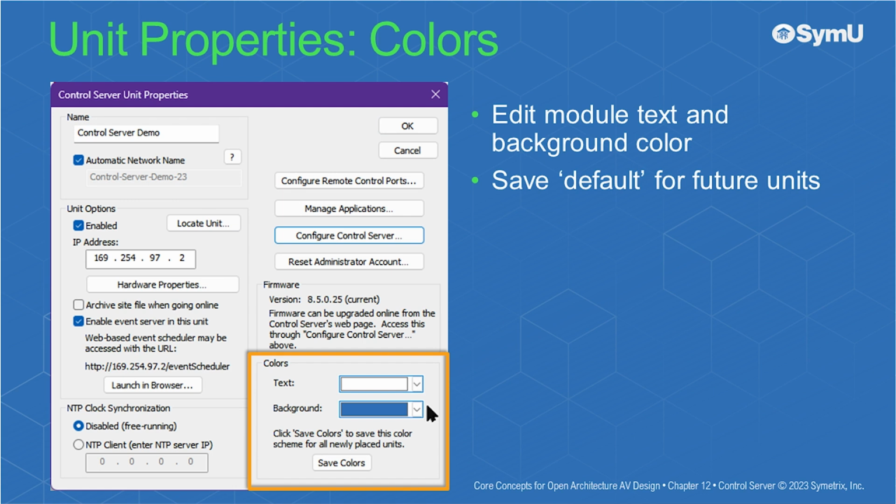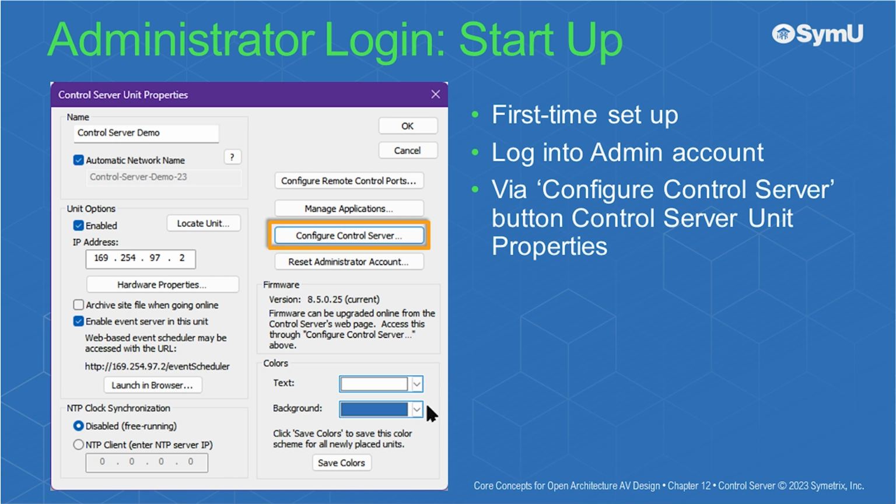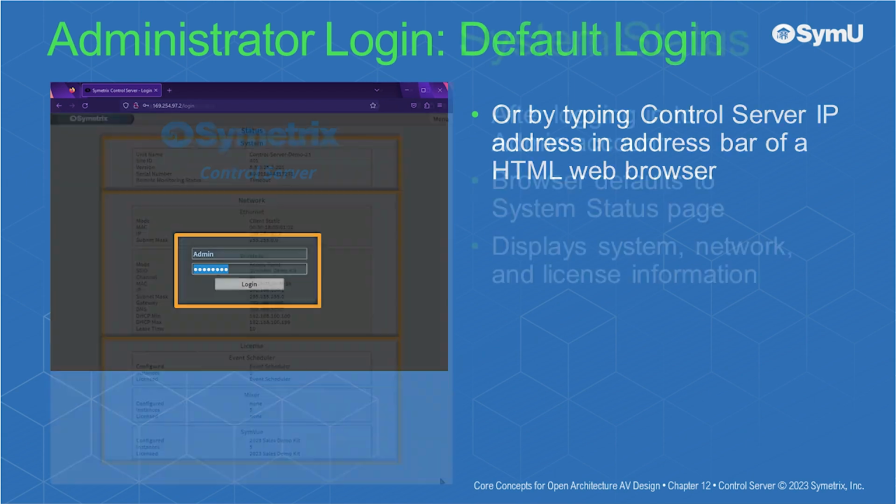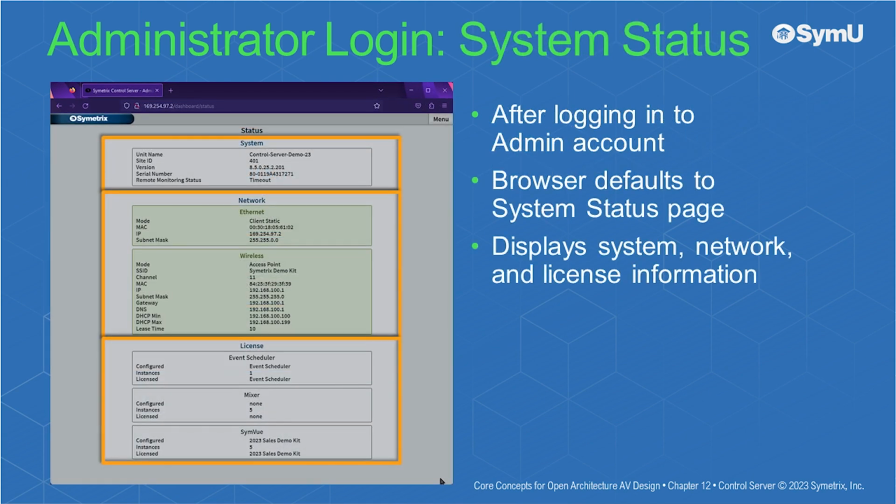When setting up the Control Server for the first time, start by logging into the admin account via the Configure Control Server button under the Control Server Unit Properties, or by typing the Control Server IP address in the address bar of any HTML web browser. After logging into the admin account, the browser will default to the System Status page. This page displays system information, network information, and license information.